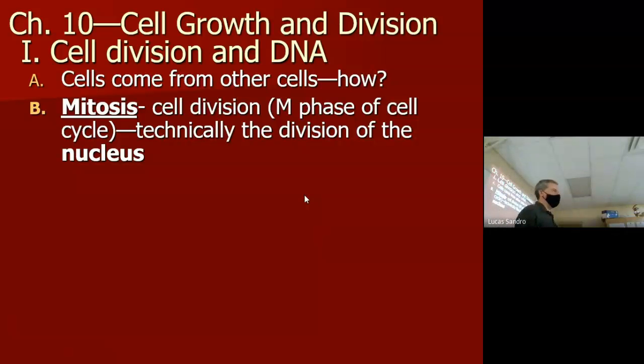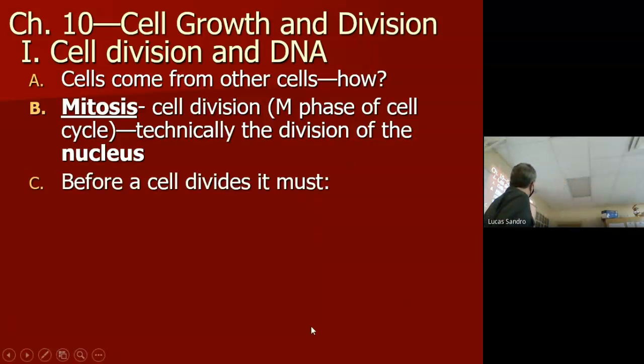And you can't just copy it and then bloop, split in two, because it's like a whole big ball of yarn, and you're not going to get equal parts on both sides unless you organize things a little better. So technically, when we talk about mitosis, we're actually technically talking about the division of the nucleus, not the rest of the cell. It's the nucleus dividing that we consider to be mitosis.